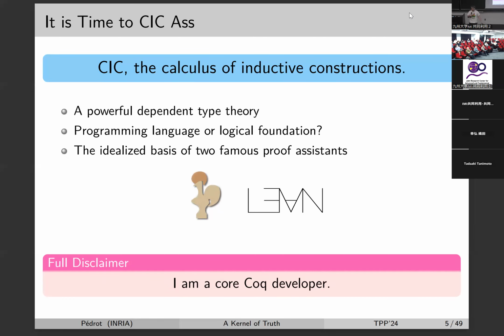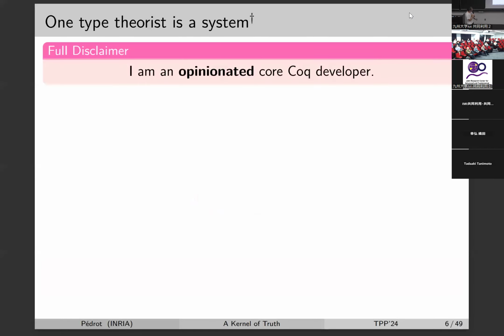Right, and the full disclaimer is that I am a core Coq developer, so I will have a very strong bias towards Coq in this talk. And worse than that, actually, I'm an extremely opinionated developer of the Coq proof assistant.